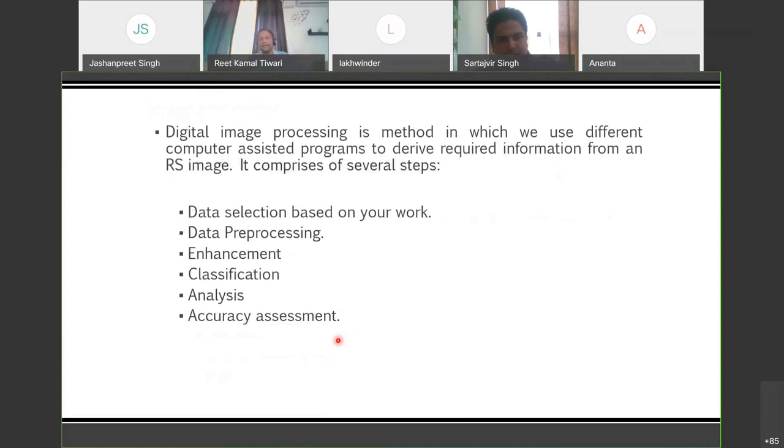And digital image processing, which is nowadays more common, and where the machine learning approach also applies. Here we select the data, then we pre-process the data, do some enhancement, and then we do classification. This is the point where we identify different objects present in the image. Here we apply machine learning, which Dr. Sartaj Veer will be taking just after this slide.